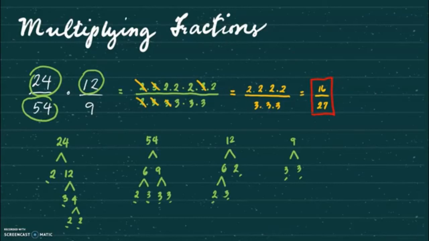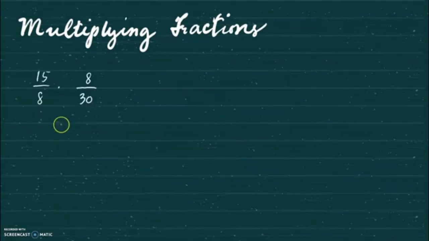All right? Next, let's have 15 over 8 times 8 over 30. Let's find the prime factors of 15. We have 3 and 5. 3 is already prime, 5 is already prime. So let's write it here now: 3 times 5.